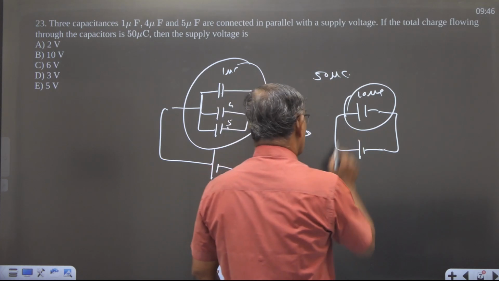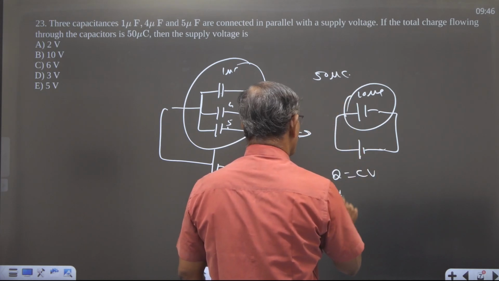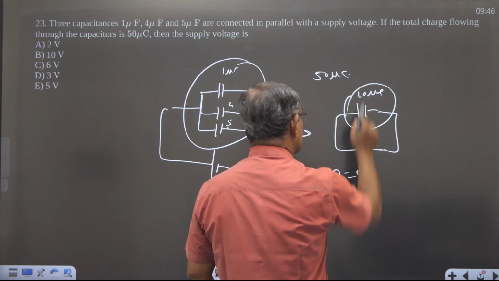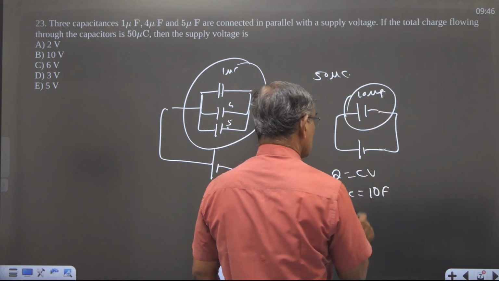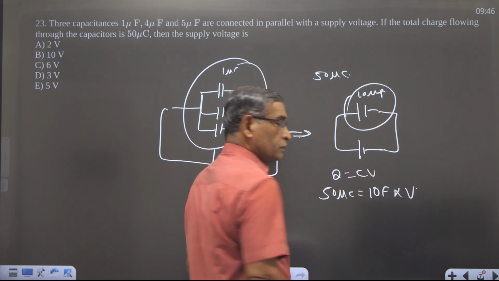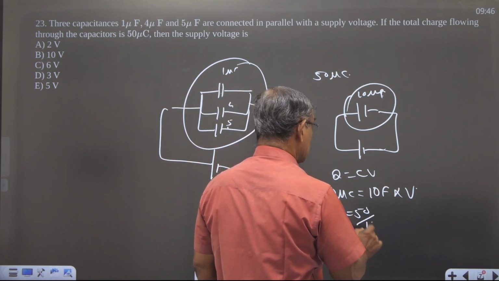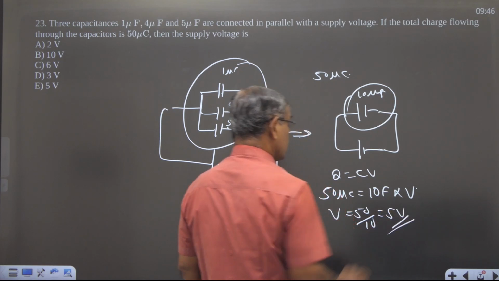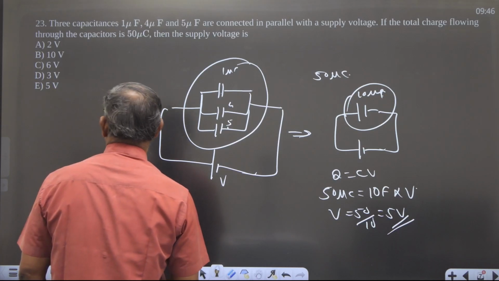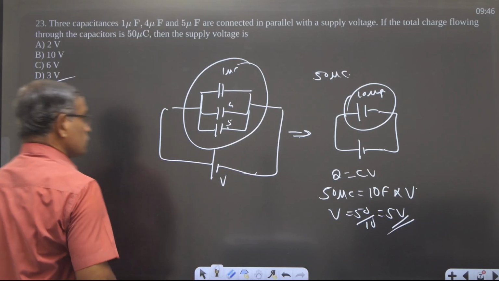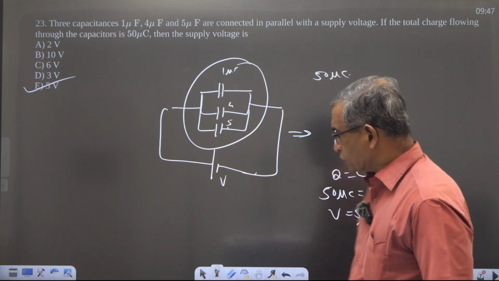Now the total charge Q is equal to CV. Q is equal to 50 microcoulomb, C is 10 microfarad. Therefore, the common potential V is given by 50 by 10, which is 5. So the cell has got the voltage 5 volt. Here the answer is 5 volt. Okay, we shall go to our next question.